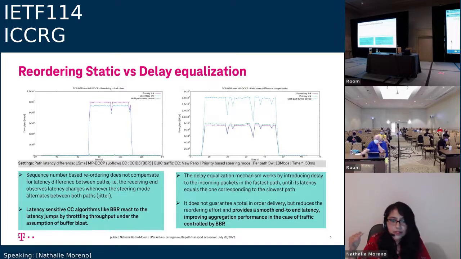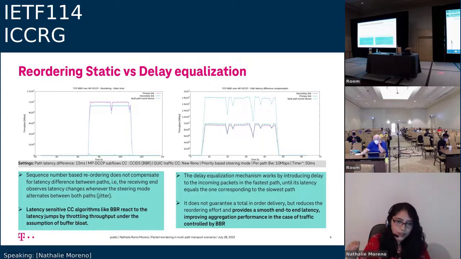And this happens because for a congestion control like BBR, which is latency sensitive, the jumps in the latency generated by the scheduling through both paths generate a throttling of the throughput under the assumption that these peaks in the latency come from buffer bloat. So to correct this problem, we test a solution which is the delay equalization or the path latency difference compensation.